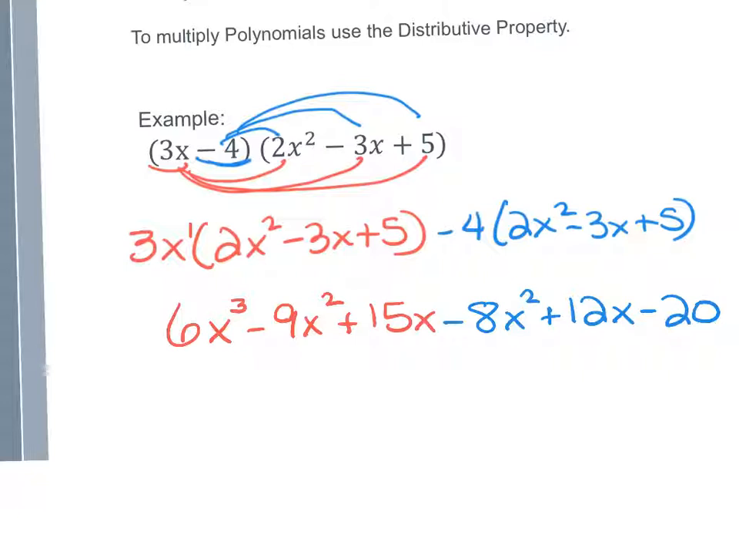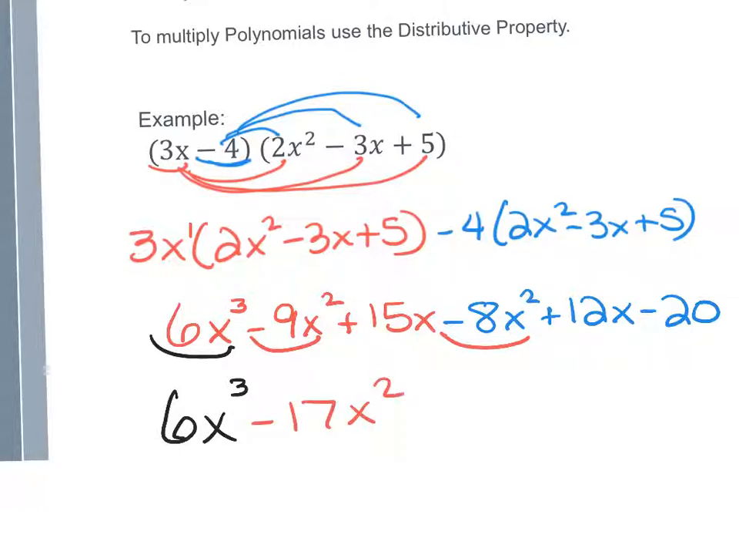Now that I've gotten rid of the parentheses and I've multiplied, now I go back and combine my like terms. And this is where we're looking for exactly the same exponent in order for the terms to be like. So notice there are no x cubed terms, so I'm just going to rewrite the 6x to the 3rd. Then I'm going to go back and look for all of my x squared terms. I have a -9x squared and a -8x squared. So I'll add the coefficients. -9 plus -8 gives me -17.